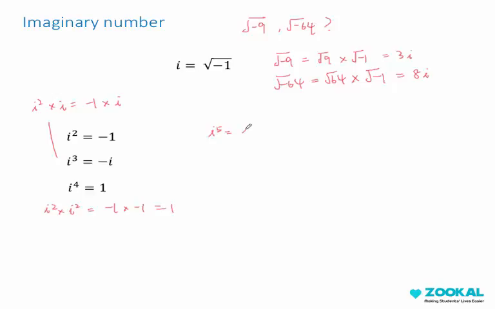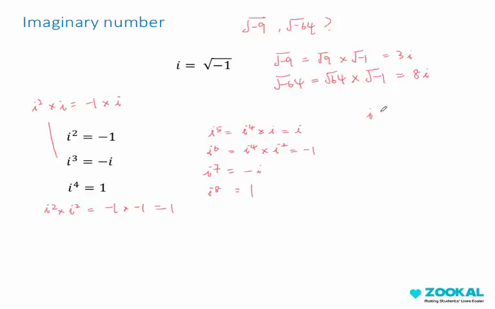How about i^5? So i^5 equals i^4 times i, so you get i. i^6 equals i^4 times i squared and equals -1. So immediately you know i^7 equals -i and i^8 equals 1. So what can we conclude from here?